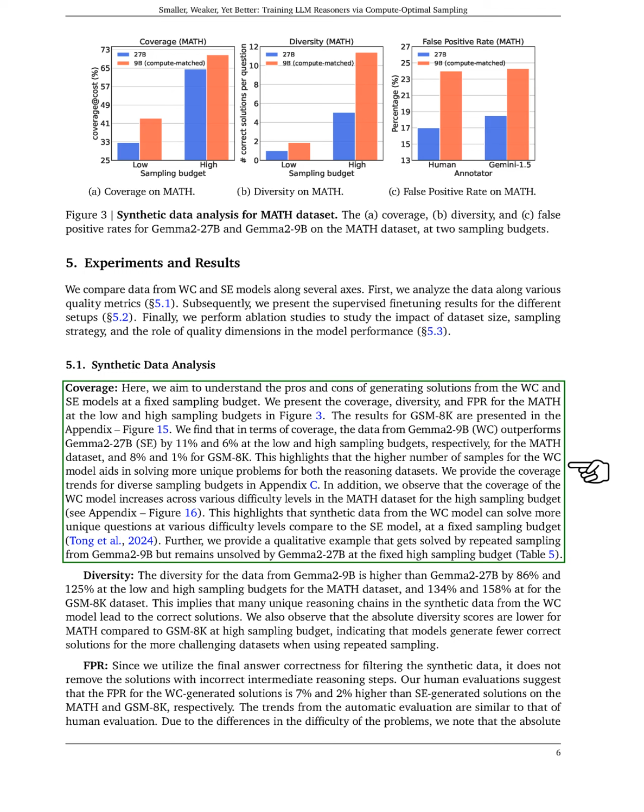We provide a qualitative example where repeated sampling from GEMMA 2 to 9b solves a problem that GEMMA 2 to 27b cannot at a fixed high budget.